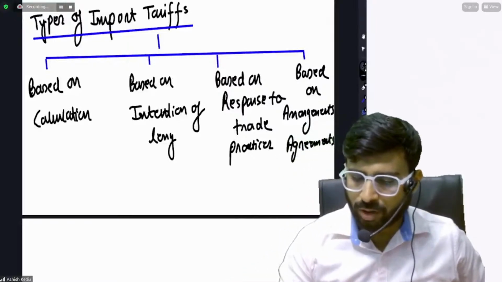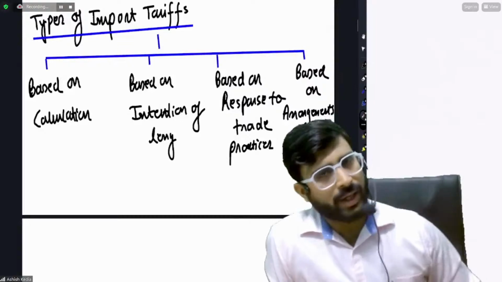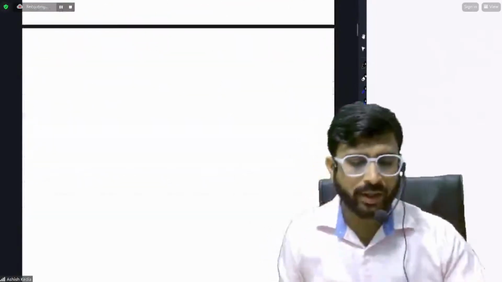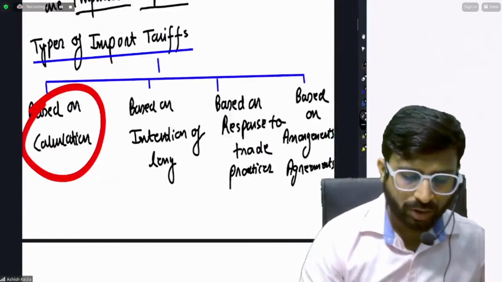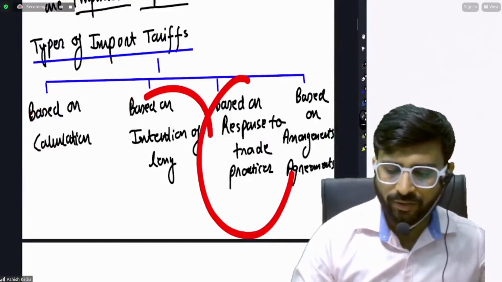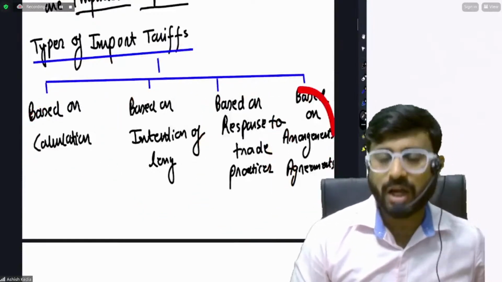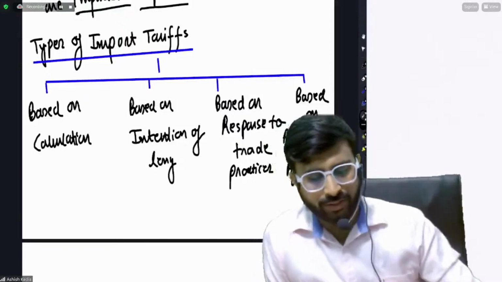Okay. Based on arrangements and agreements. Okay. So friends, let's go ahead and let's start discussing. So types of import tariff based on calculation, then intention of levy, response to trade practices, and arrangements and agreements. Okay. Let's go.